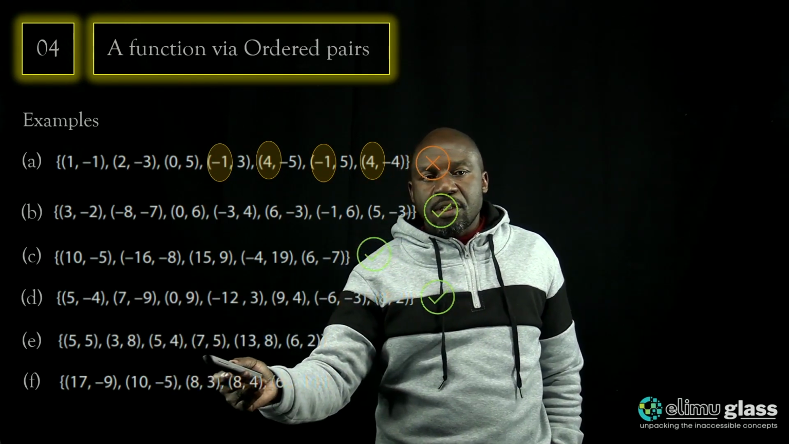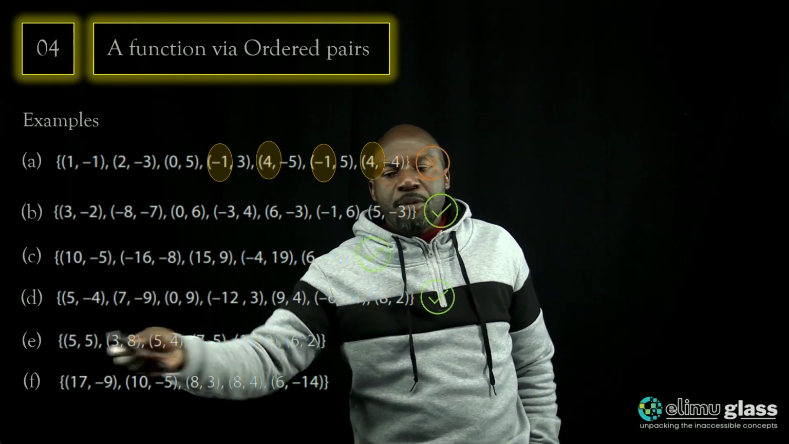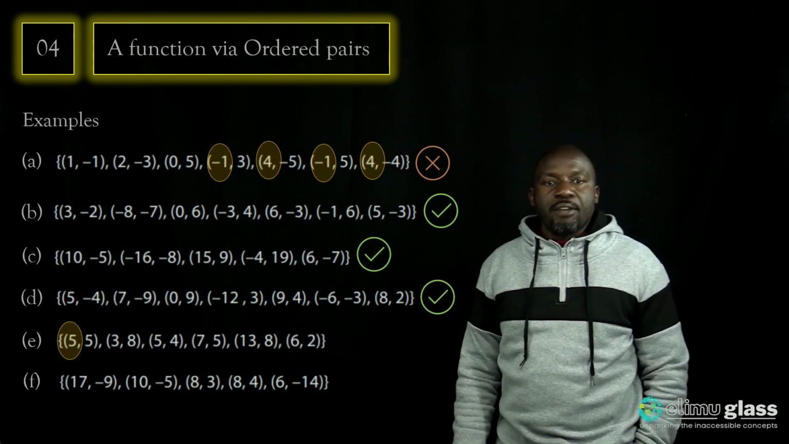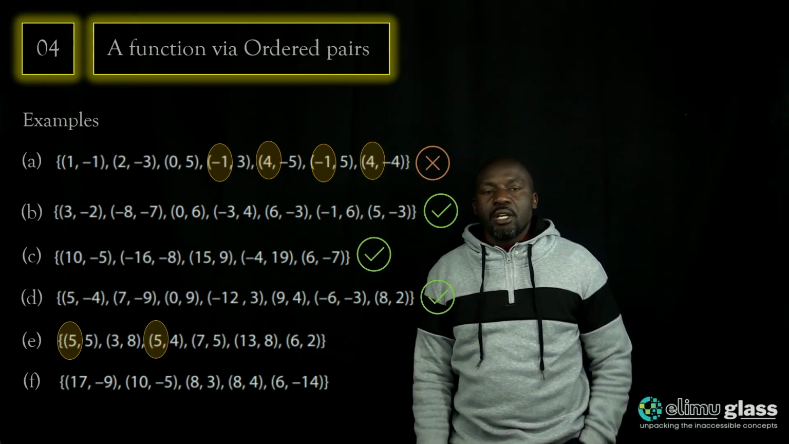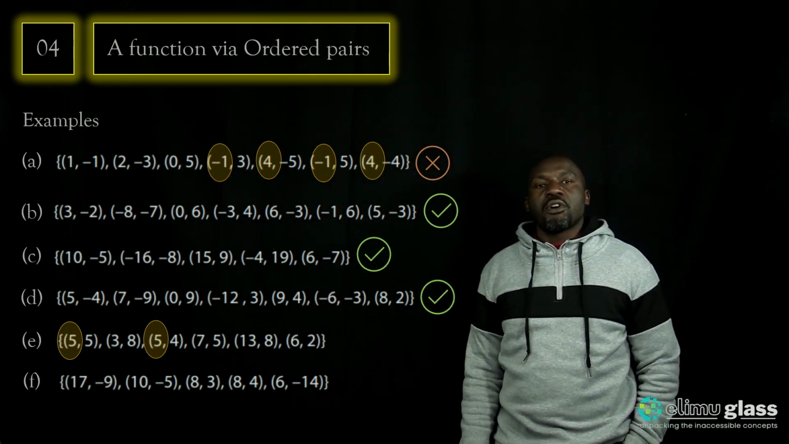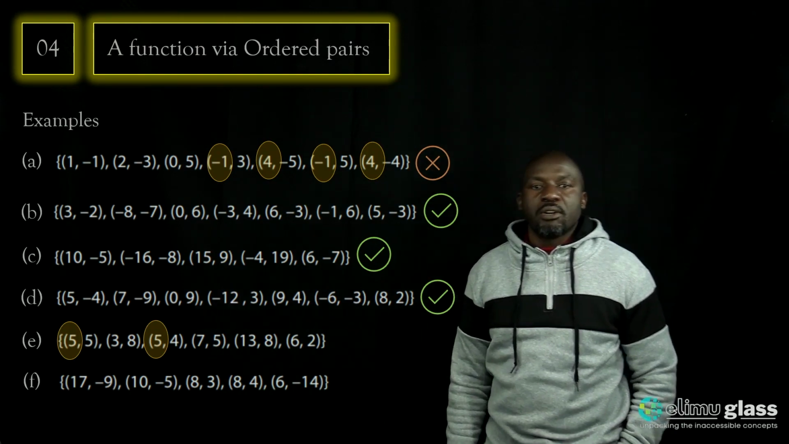I can check out and see if there is any other. There isn't any other, but this is enough to tell me that this is not a function. Okay? So 5 is appearing twice, and therefore this cannot be a function. You can see how we identify functions and non-functions from ordered pairs, a relation presented as ordered pairs.